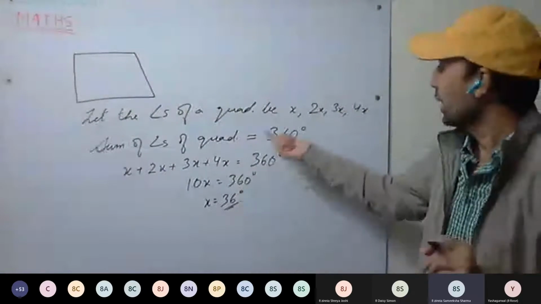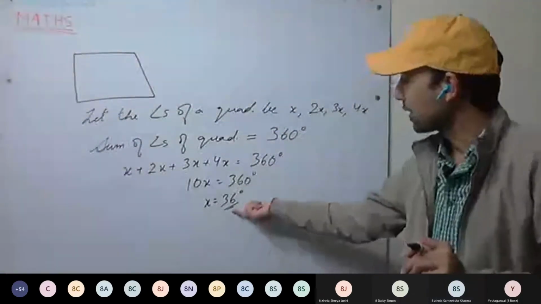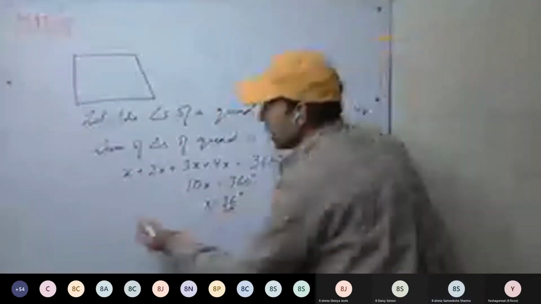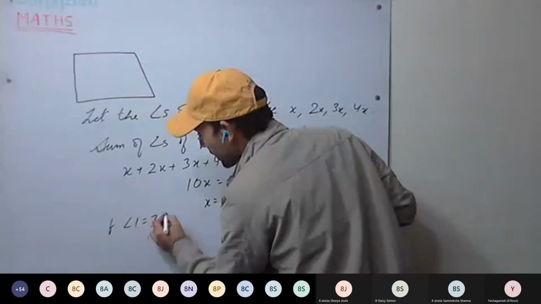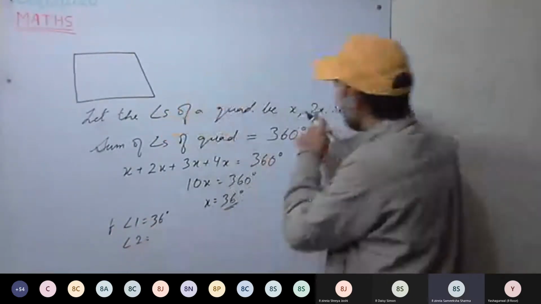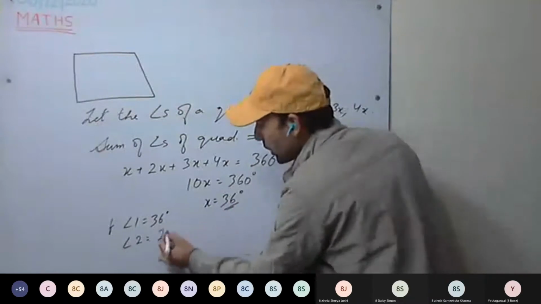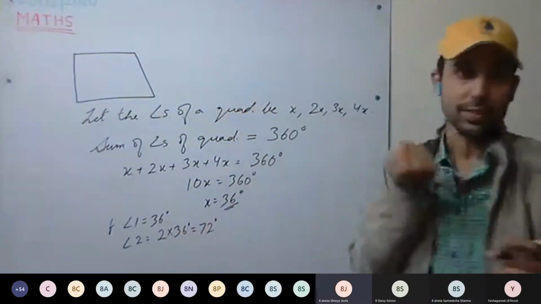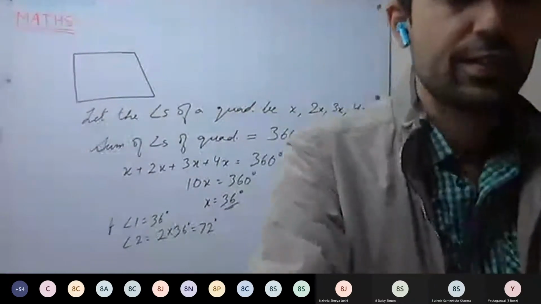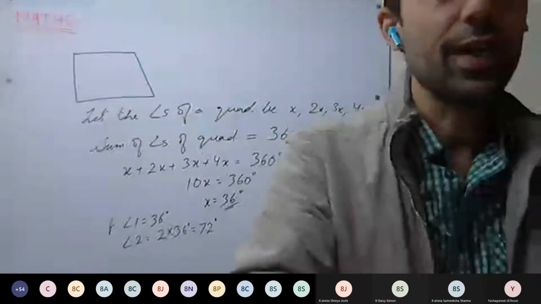So see here. The first angle is x, which is 36, so angle 1 equals 36 degrees. Angle 2 is 2x, that means 2 into 36, which is 72 degrees. Okay, find the third angle.